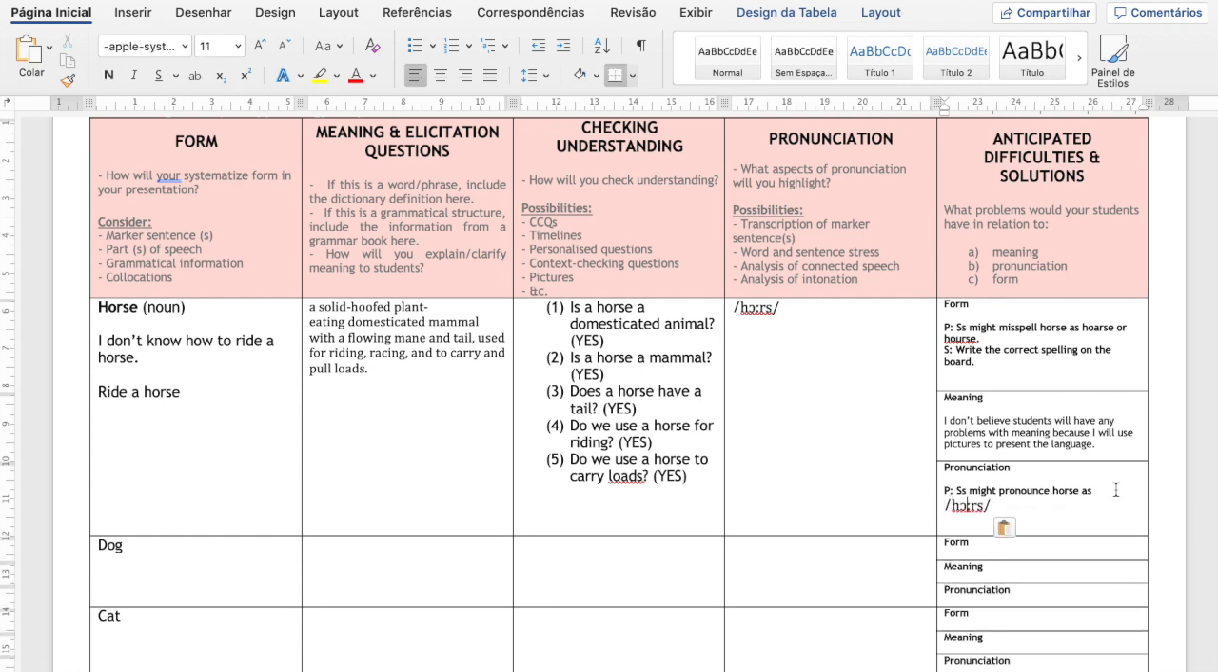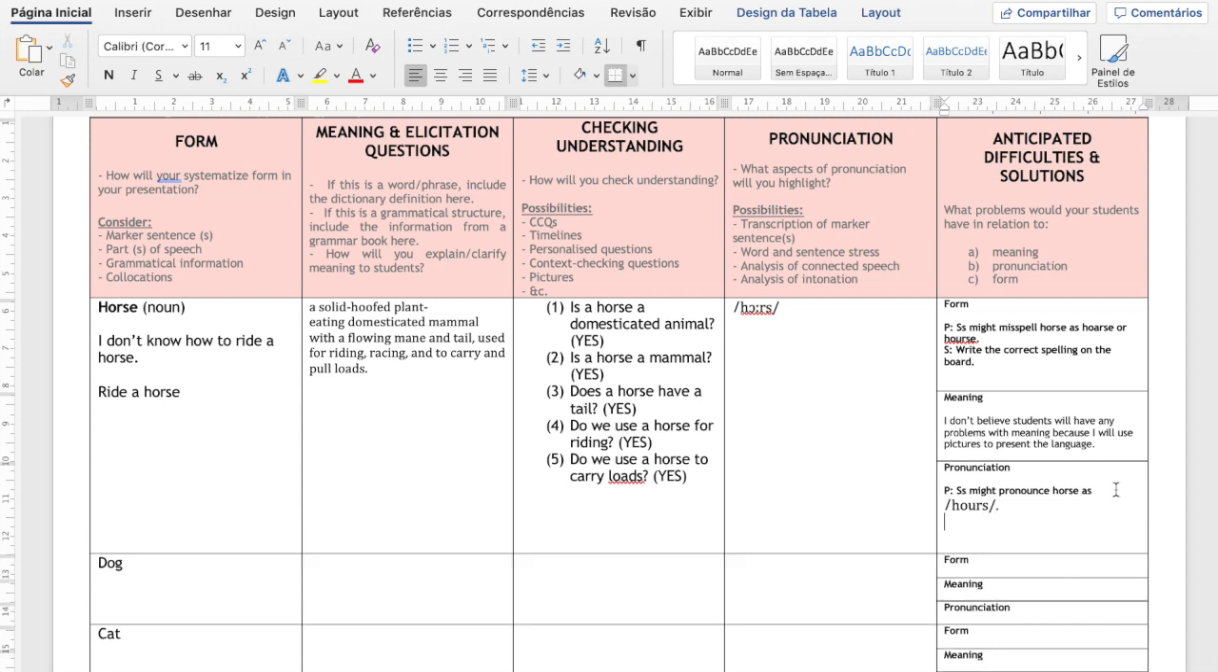For instance, horse. And then if this happens, I will drill. You don't have to come up with one problem and solution only. You may think about more than one problem for the same item, especially if you're thinking about grammar.